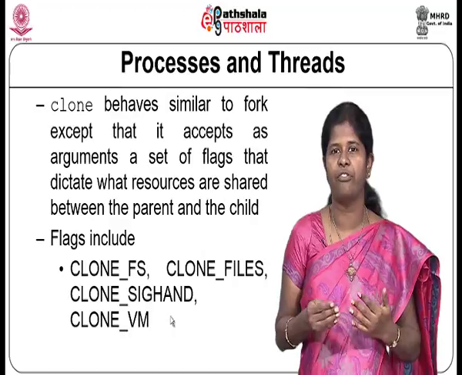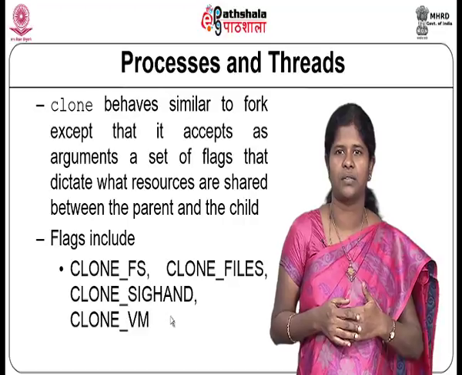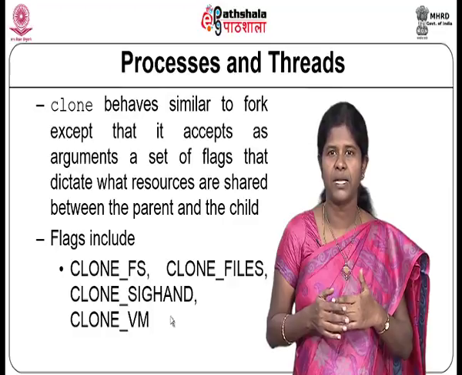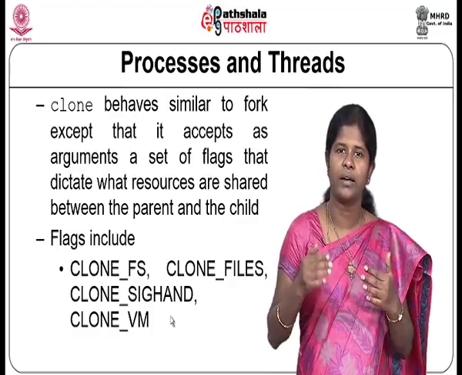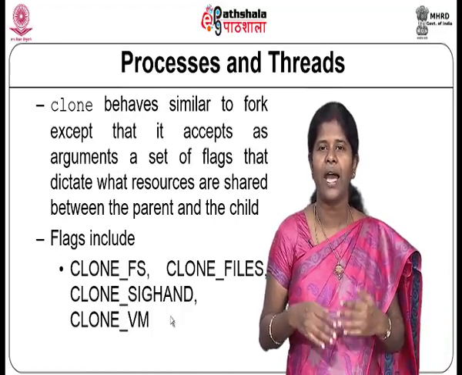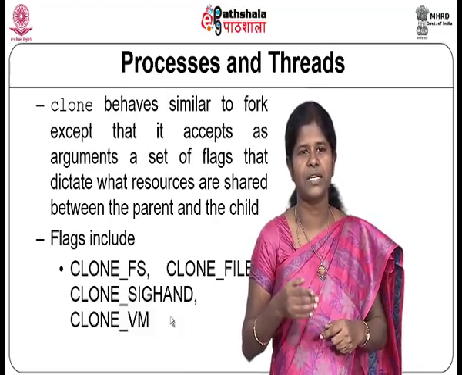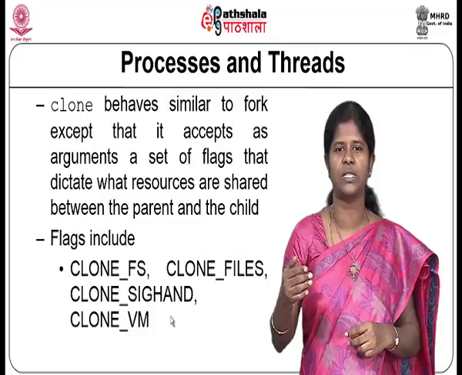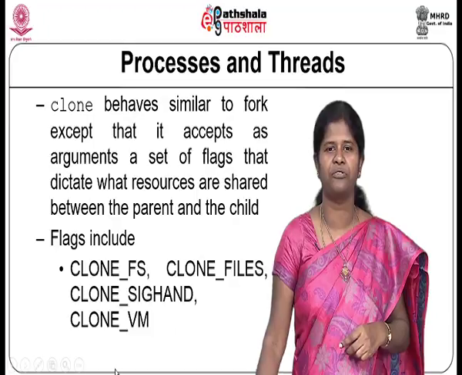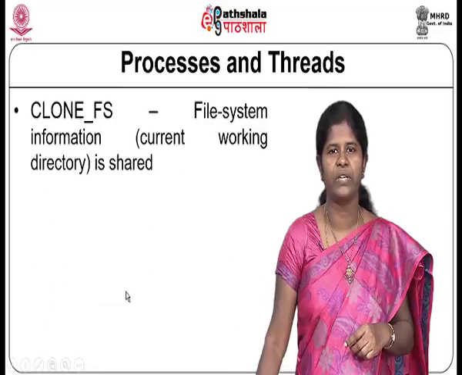When you are using fork, by default the resources of the parent are copied for the child process. But when you are using clone, the arguments decide which resources need to be copied for the child process and which resources can be shared by the parent and the child. The flags which can be given as arguments to the clone system call are clone fs, clone files, clone sighand and clone vm. Now, we will see what each one of these is.